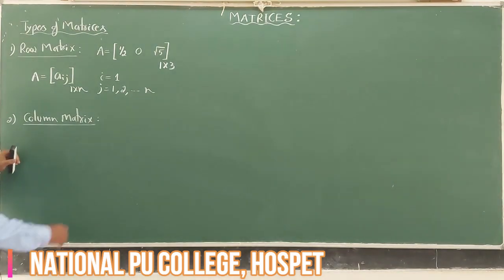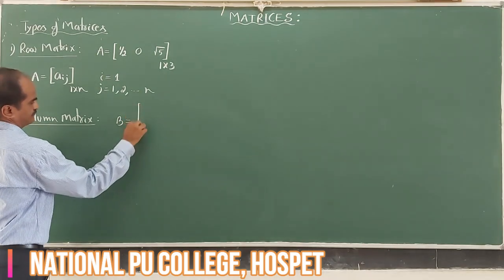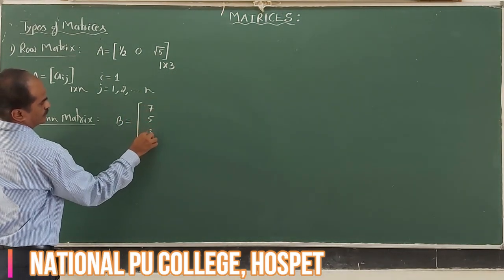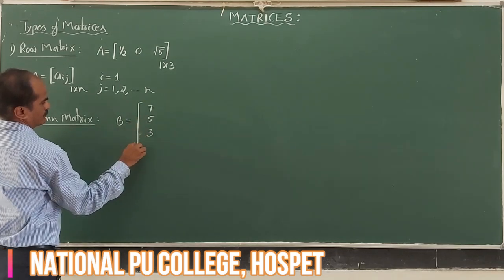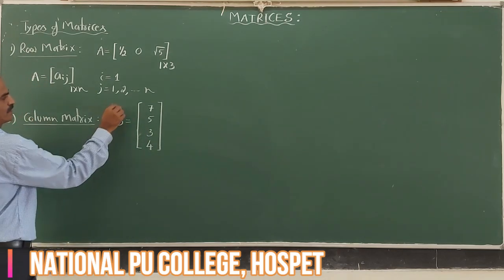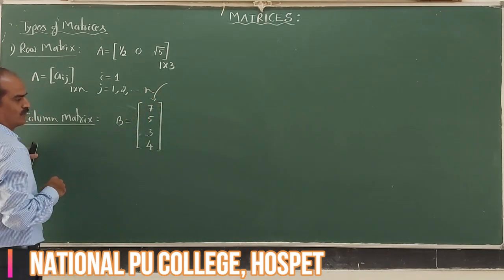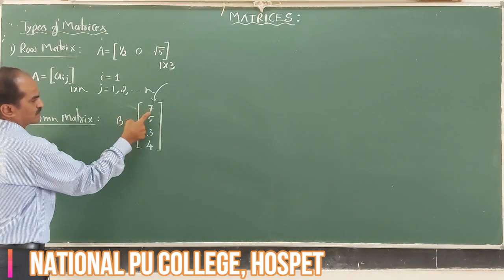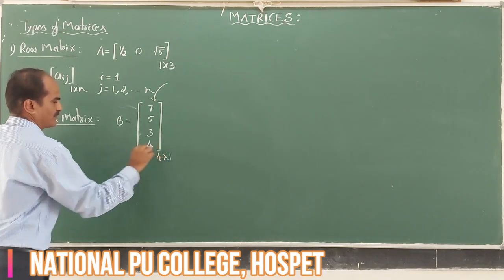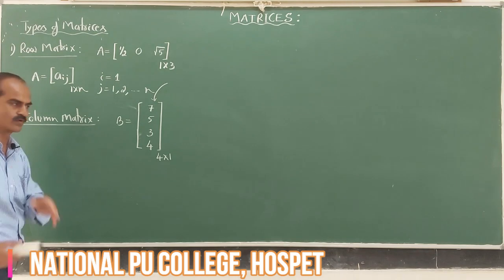Column matrix. If I write matrix B equal to, look at how many columns are there. Number of columns only one. The number of rows 1, 2, 3, 4. Therefore, the order of the matrix is 4 by 1. As this matrix contains only one column, it is called a column matrix.